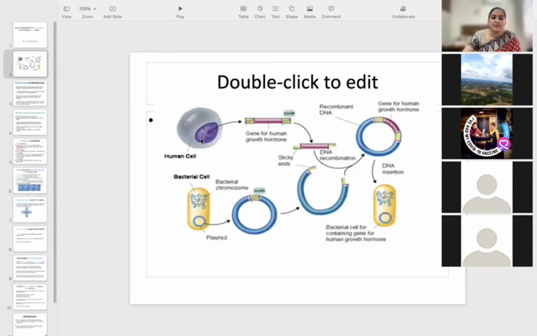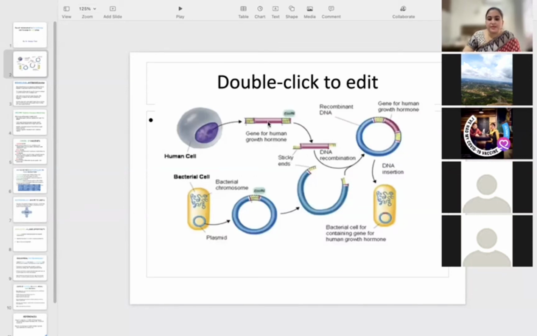And then see here, you can see this is a human cell, and the gene for human growth hormone has been derived from here. This is the source DNA, you can see. And from the source DNA we have taken the gene of interest, and it is usually transferred with the help of vectors.